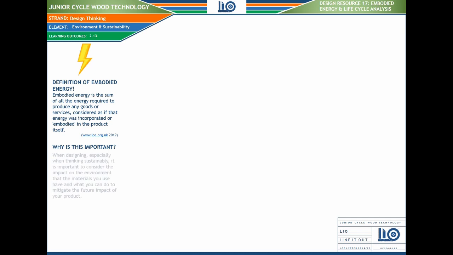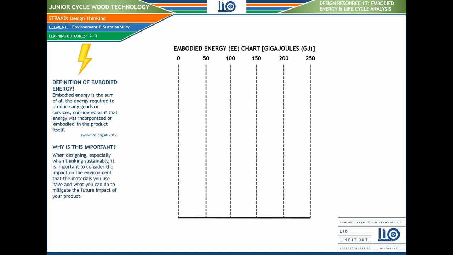So the definition of embodied energy is the sum of all of the energy required to produce any goods or services considered as if that energy was incorporated or embodied in the product itself. As you can see here, there's a chart with different materials to give you an idea of how much energy is invested into producing those materials, and it's measured in gigajoules.